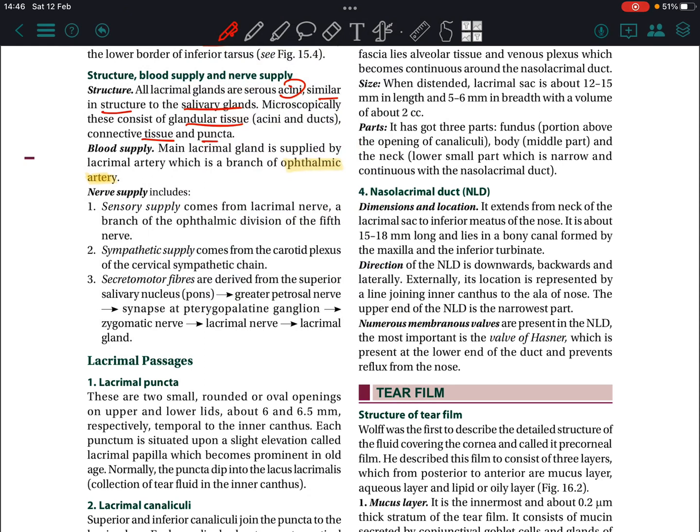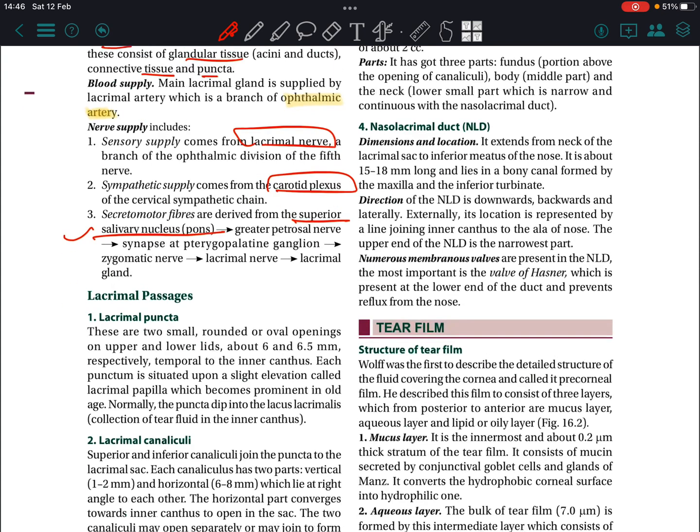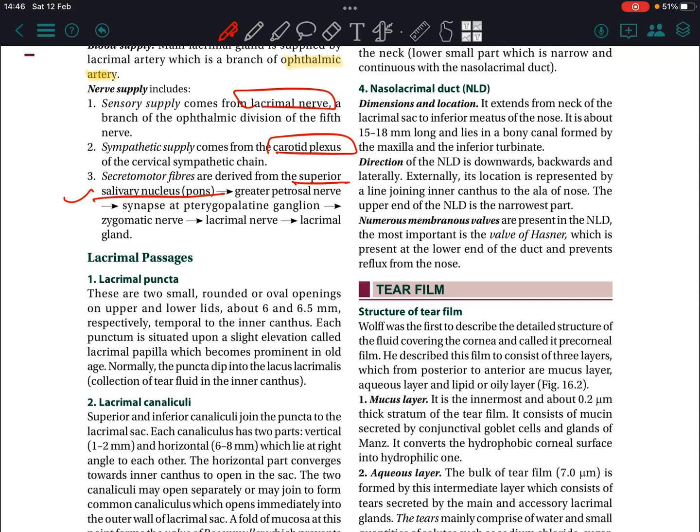Nerve supply: sensory supply comes from the lacrimal nerve, and sympathetic supply from the carotid plexus. Secretomotor fibers are derived from the superior salivatory nucleus of the pons, through the greater petrosal nerve, synapse at the pterygopalatine ganglion, then the zygomatic nerve, lacrimal nerve and lacrimal gland.